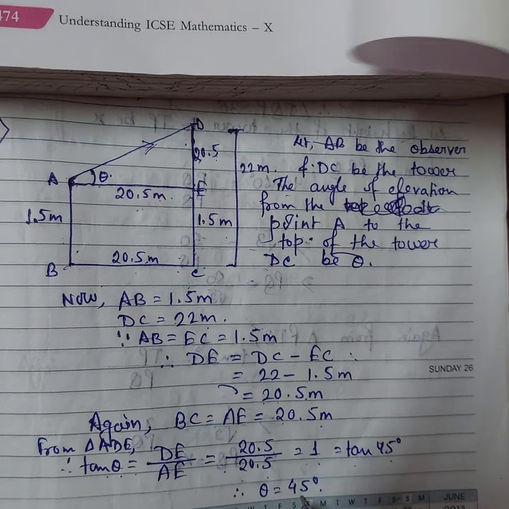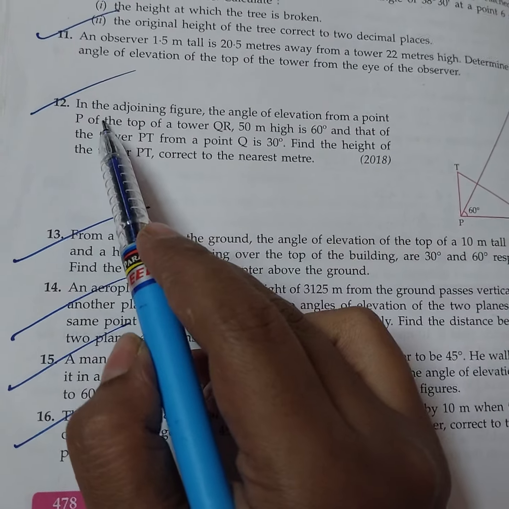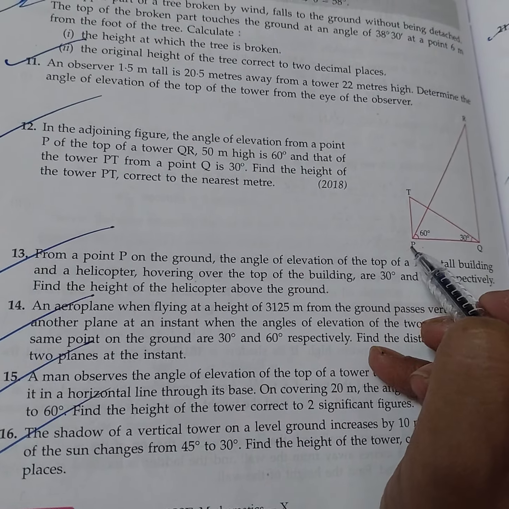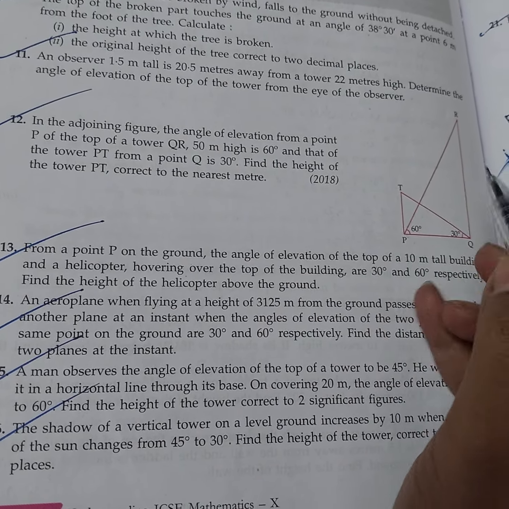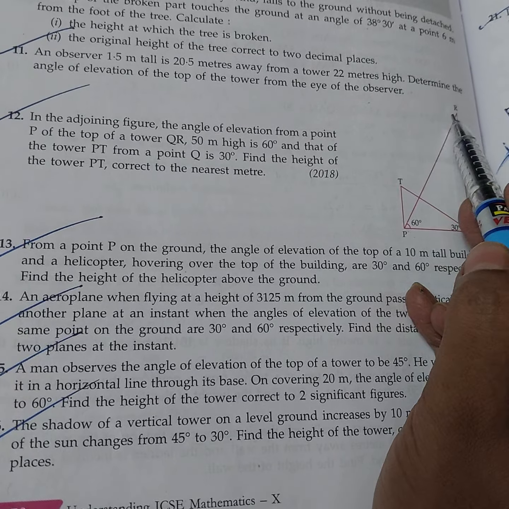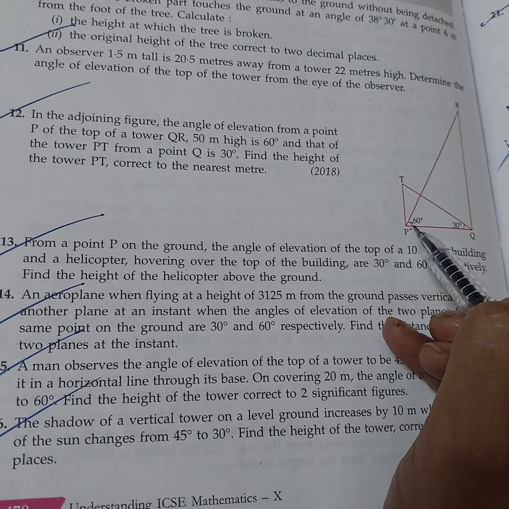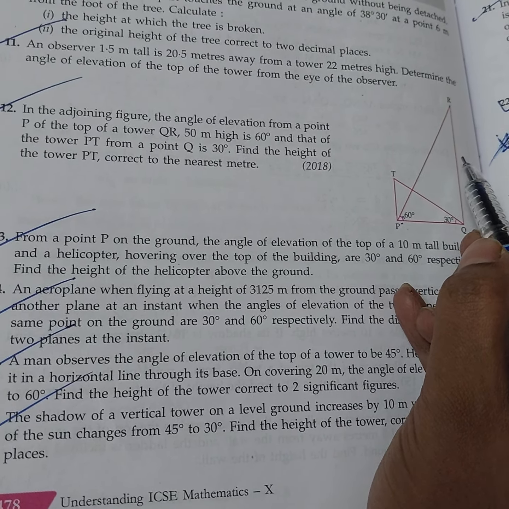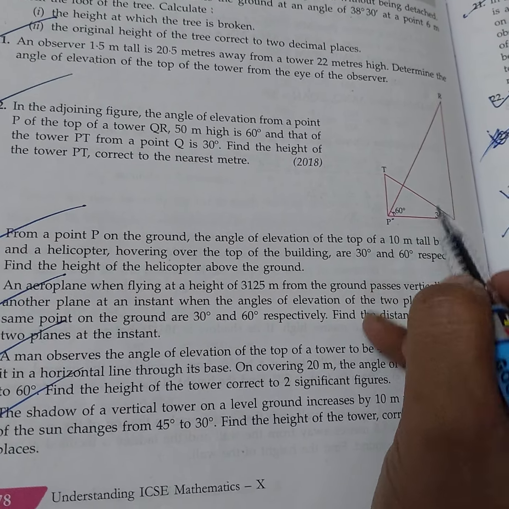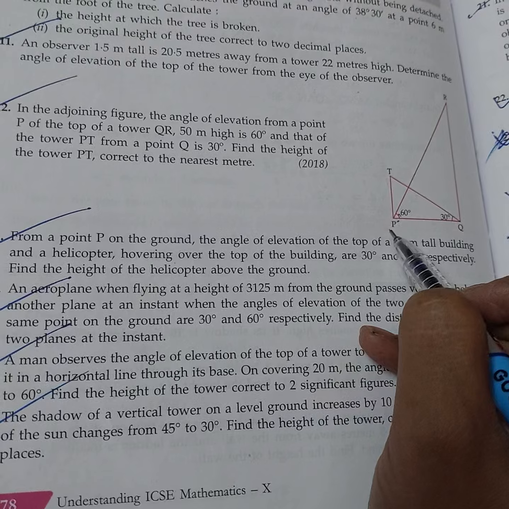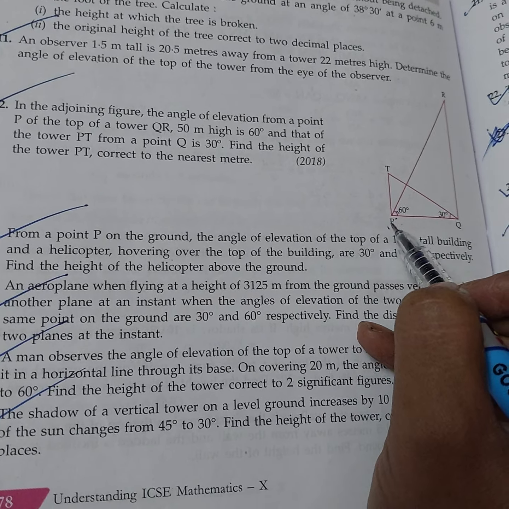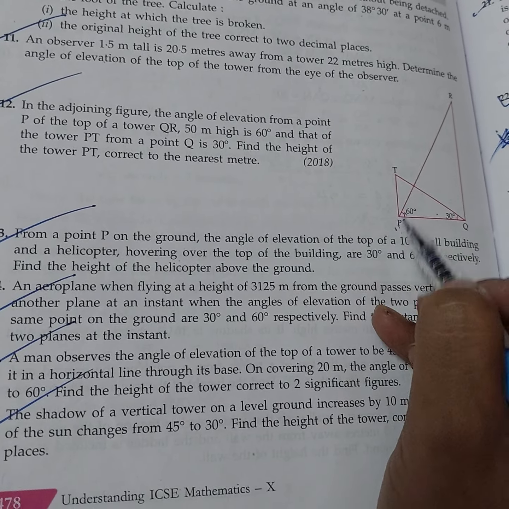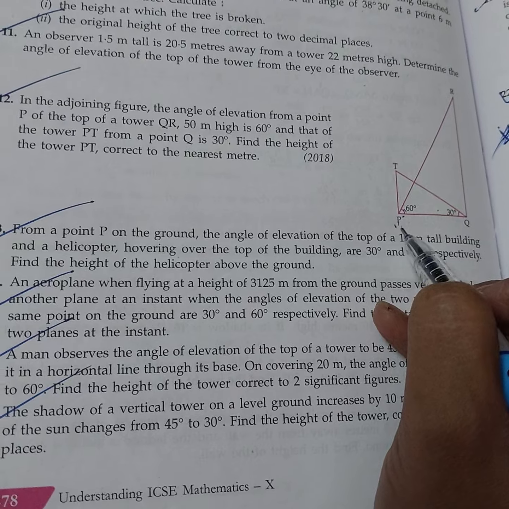Okay, now sum number 12. In the adjoining figure, the angle of elevation from a point P to the top of the tower QR is 60 degree, which is 50 meter high, and that of PT from the point Q is 30 degree. So you have to find out the height of the tower PT. Okay, let's see the sum.